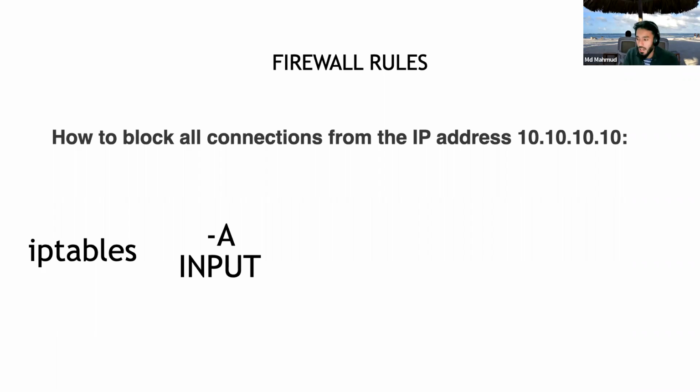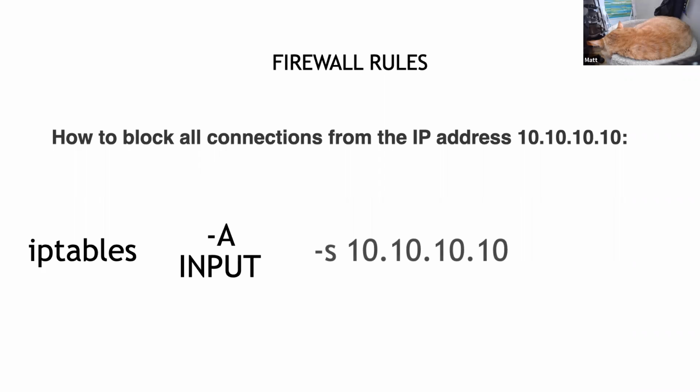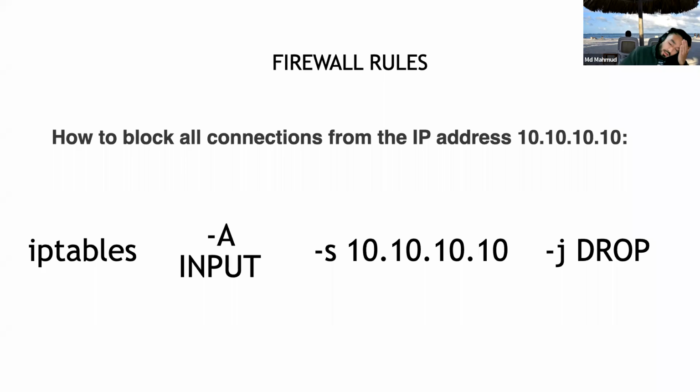You can do -s for source. Then that IP. There you go. There's the source IP. And what do we want to do with this traffic? Drop it. -j DROP. Cool. Don't want you to overthink it, right? Just think, what do we need to do?